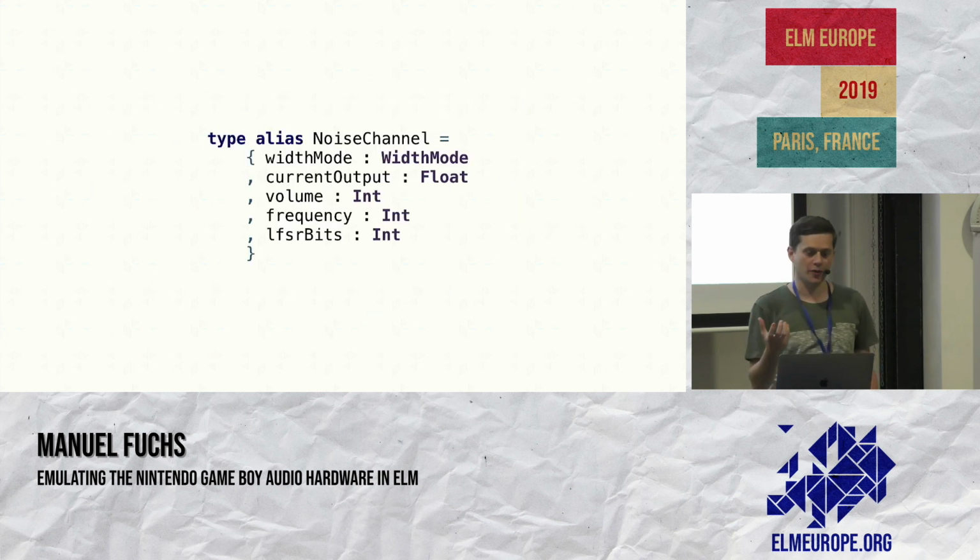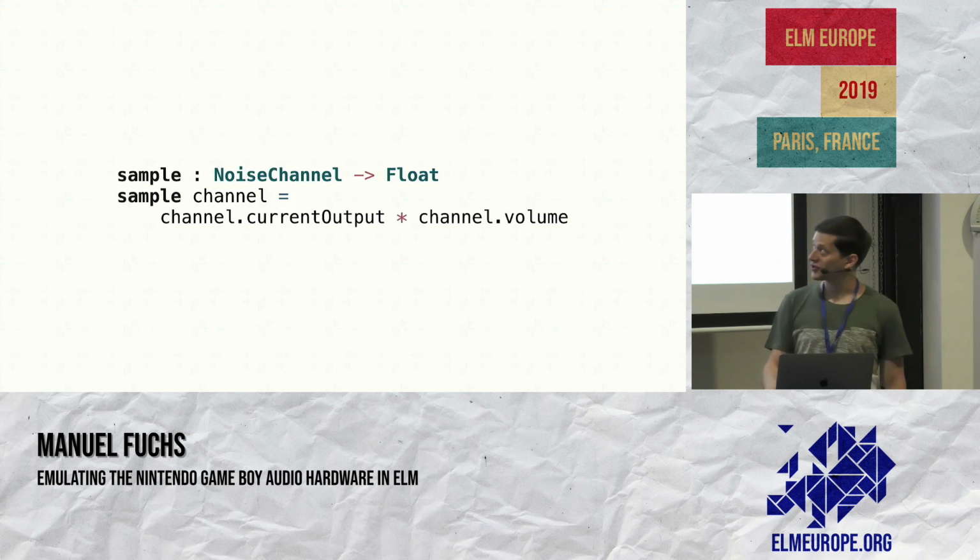So this process of determining a random value happens very regularly, depending on the frequency. The higher the frequency, the more often we output a new random value. And every time we generate a new one, we store it in current output. This makes our implementation for sample very simple, because we can just take that value, multiply it by the volume, and we are done.